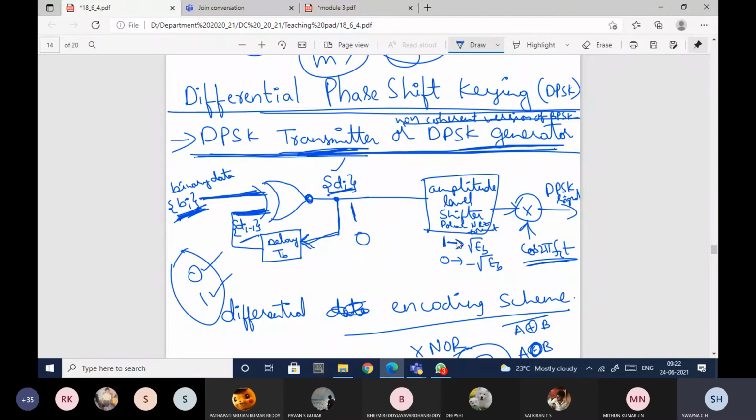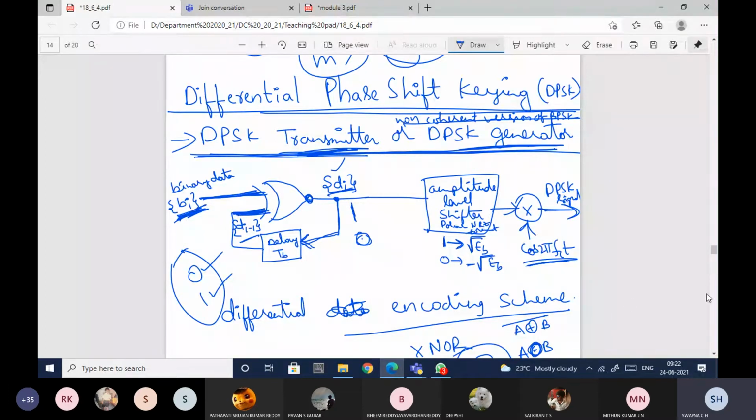if I have a 1, it will be encoded as root Eb. If I have a 0, it will be encoded as minus root Eb. That is given to the product modulator, and the output will be the DPSK signal. So this is the generation. This is how we are generating the DPSK transmitter.